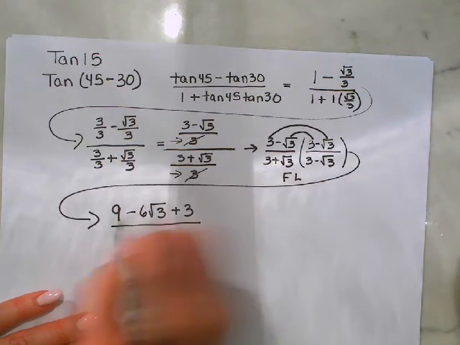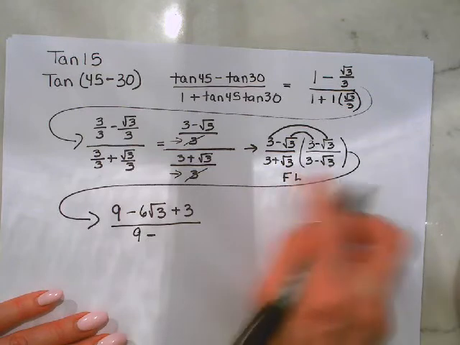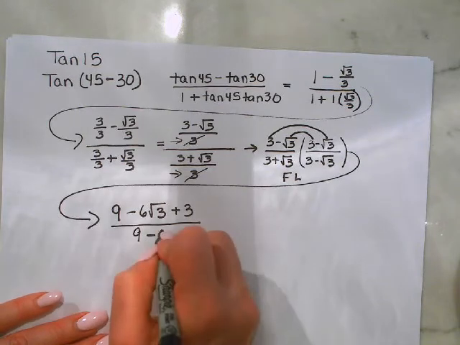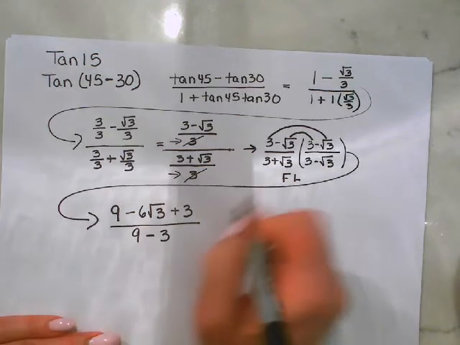We don't have to FOIL. We just have to do the first and last. So 3 times 3 is 9. Radical 3 times radical 3 is just 3.